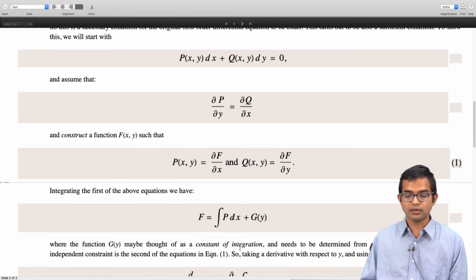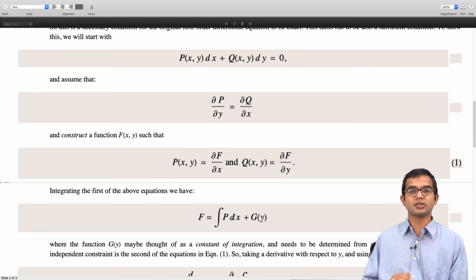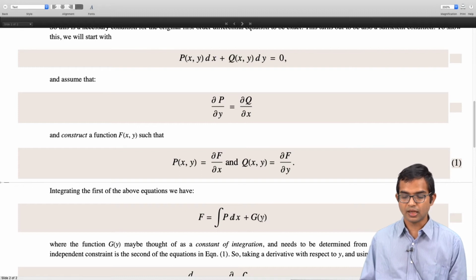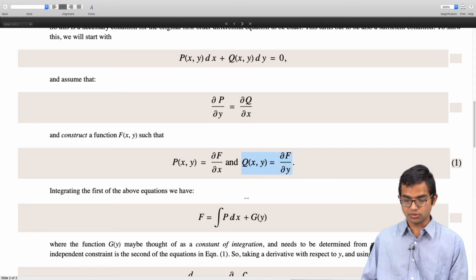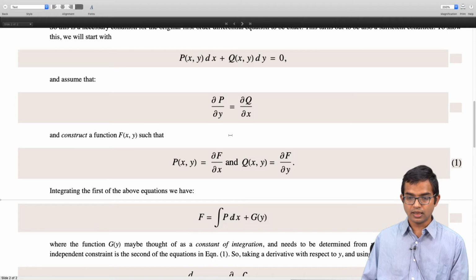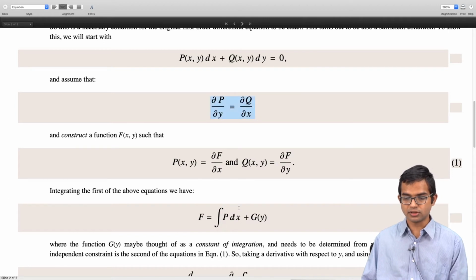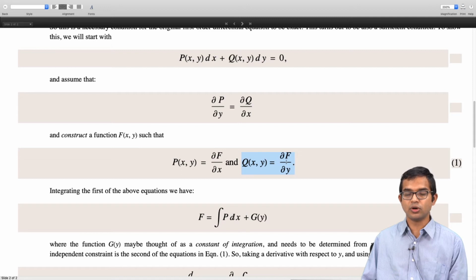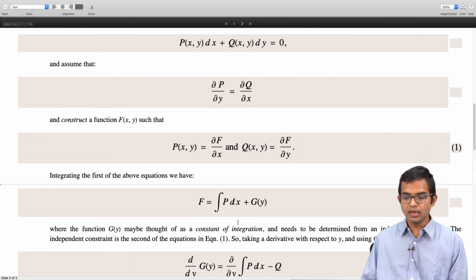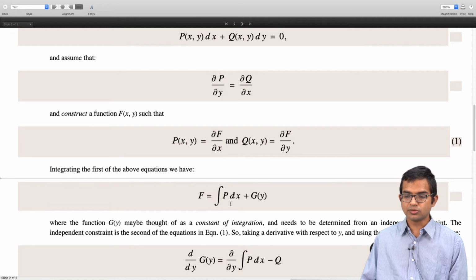Now, this function itself must be something that you should be able to determine from some independent constraint, and it should be compatible with this other constraint. So that's what we will show holds, provided this condition holds, right? So we will show that next. So what do we want to do? We want to impose this constraint, q of x comma y is equal to ∂f/∂y. So let's take the partial derivative throughout with respect to y.